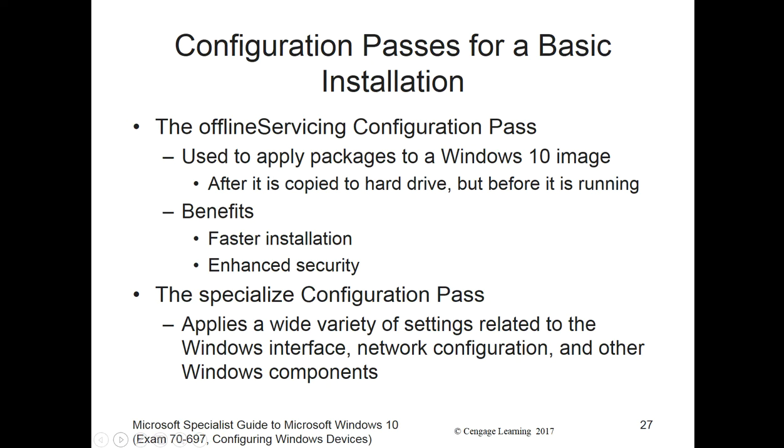The offline servicing configuration pass. Now, it's used to apply packages to a Windows 10 image after it's copied to the hard drive, but before it's running. Now, the benefits of it: it's faster installation, and it's got enhanced security. Now, the specialized configuration pass applies a wide variety of settings related to the Windows interface, network configuration, and other Windows components.